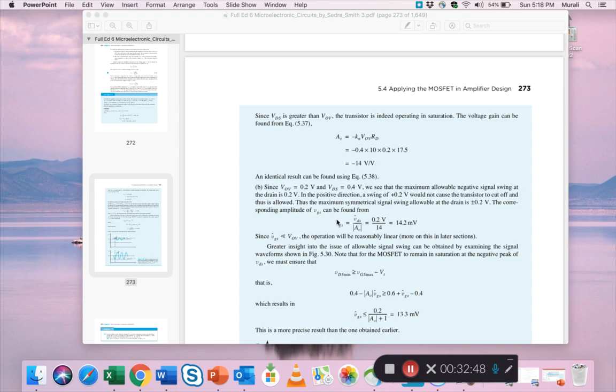So just go through this and understand. He also gives you another, more precise way of finding the input swing, slightly different, but I leave you to understand that. You should have a good idea how this problem is being solved, because that is the core of MOSFET amplifier behavior, right? So spend some time and become comfortable with it.